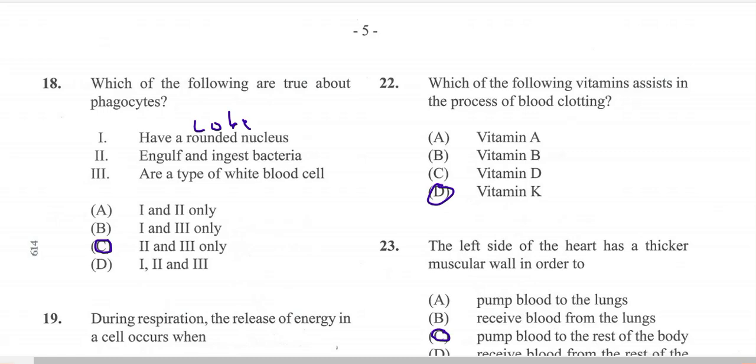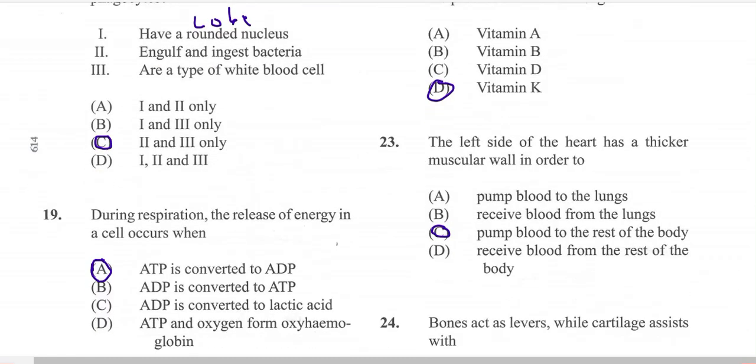We couldn't ignore the fact that D is the answer here. Not much work to be done. And of course, we move on to question 23. The left side of the heart has a thicker muscular wall in order to pump blood to the rest of the body. If you carefully look at the diagram of the heart, or a manipulative of the heart, you'll observe that the left side of the heart, the left ventricle, of course, is much thicker than the right. So our answer for 23 is going to be C.